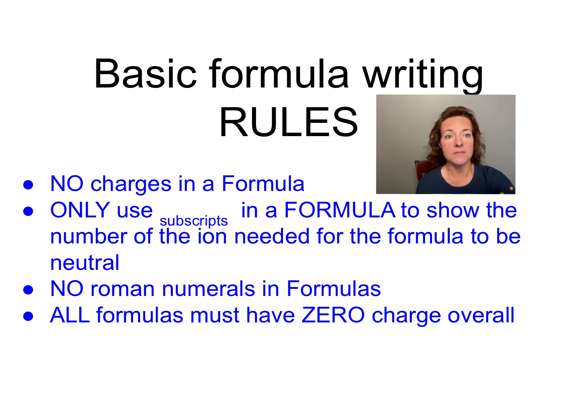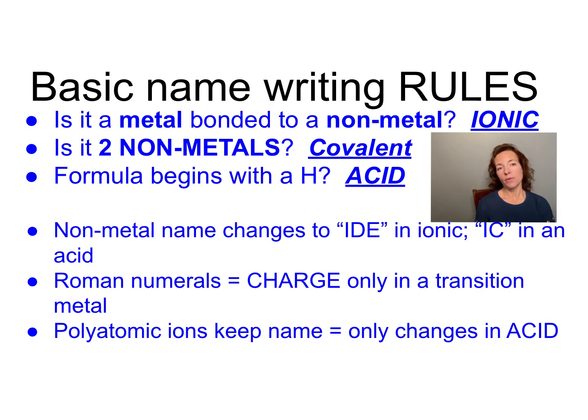So let's go over all of these basic rules and do a little bit of review. The first thing that you should always ask yourself is, do I have a metal to a nonmetal, which means I'm going to have ions, I'm going to have charges? Or do I have two nonmetals? If I've got two nonmetals, then we're not going to use charges. We're going to be using prefixes. It's going to be a covalent compound. If the formula begins with a hydrogen, we're going to have an acid, which we're going to learn next. Or if it has acid in the name, okay?